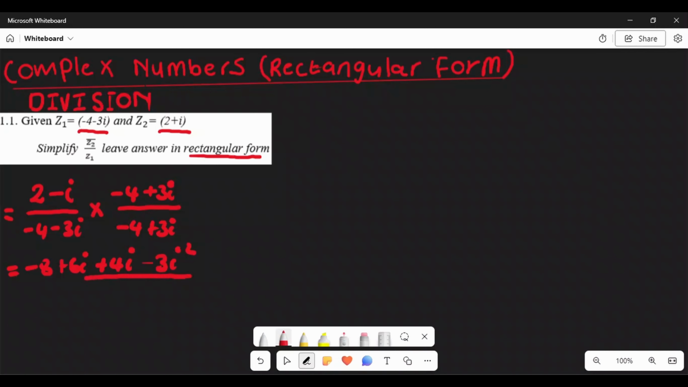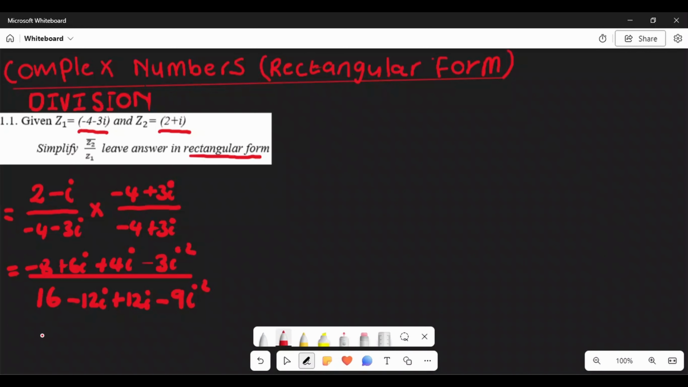Then we multiply the denominators. Now we have negative 4 multiplied by negative 4. This is going to give us positive 16. We have negative 4 multiplied by positive 3i. This is going to give us negative 12i. And then we have negative 3i multiplied by negative 4. This is going to give us positive 12i. And last but not least, we have negative 3i multiplied by positive 3i. This is going to give us negative 9i squared.